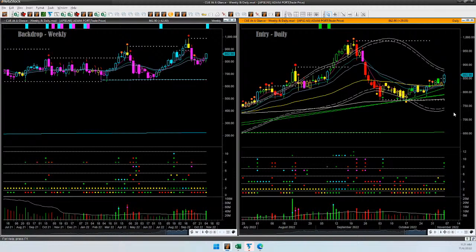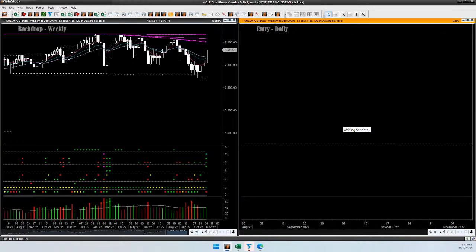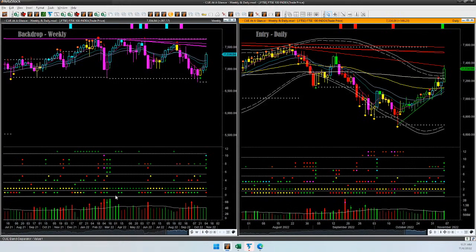Now let's go back to the global markets. The last of the global markets that we study, UK market, FTSE index. In the daily, it is inside a triangle pattern, closed near the upper edge of the triangle. Therefore, I am not going to buy now.